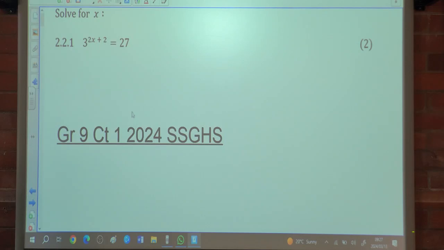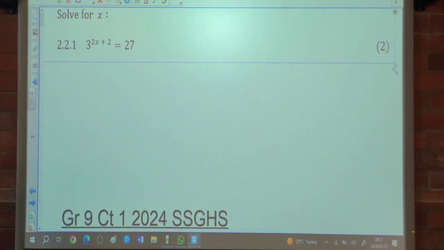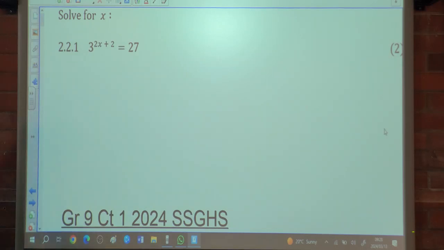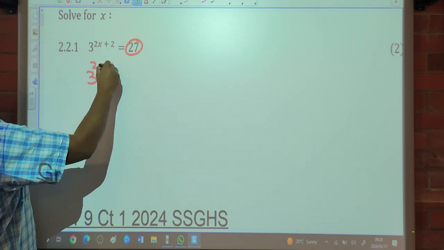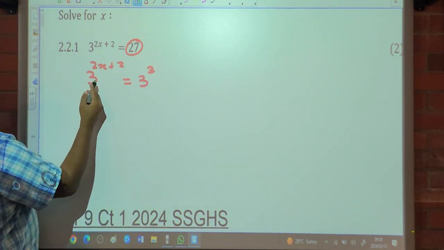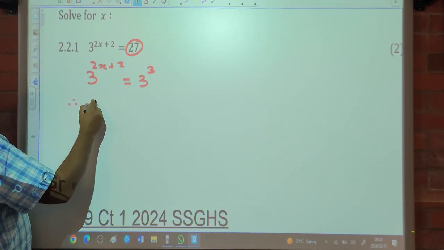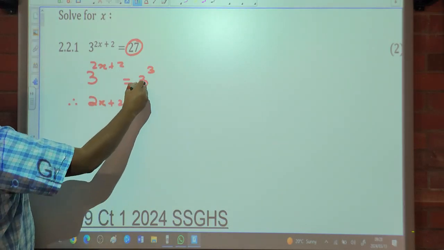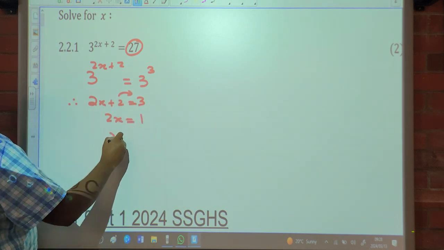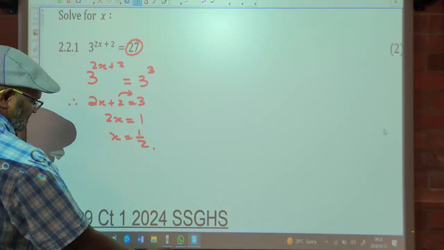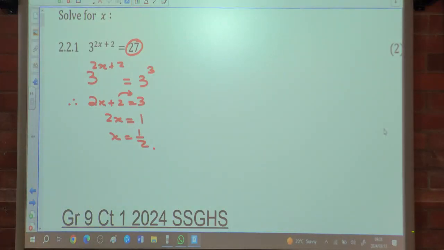Then the question says solve for x. We're on to equations now, exponential equations. Now remember, for exponential equations, the bases have to be the same so that we can equate the exponents, not so? So, of course, 27 can be written as 3 cubed. So when bases are the same, exponents are equal, so therefore 2x plus 2 is equal to 3. Take the 2 over the equal sign, so 2x is equal to 1. So x is equal to? Okay.